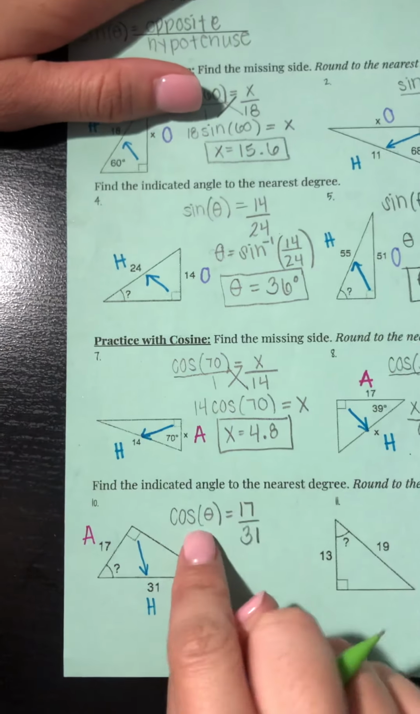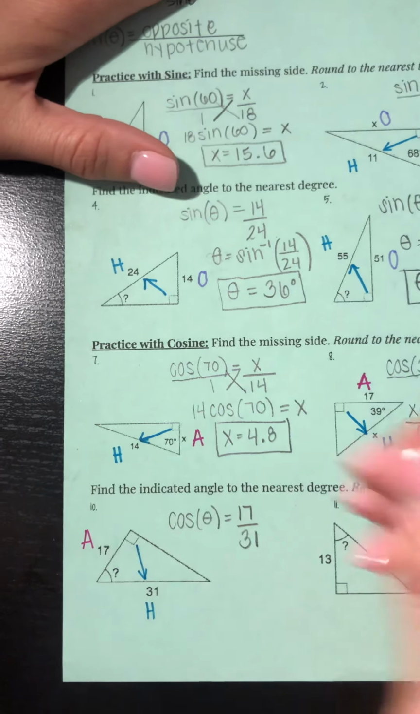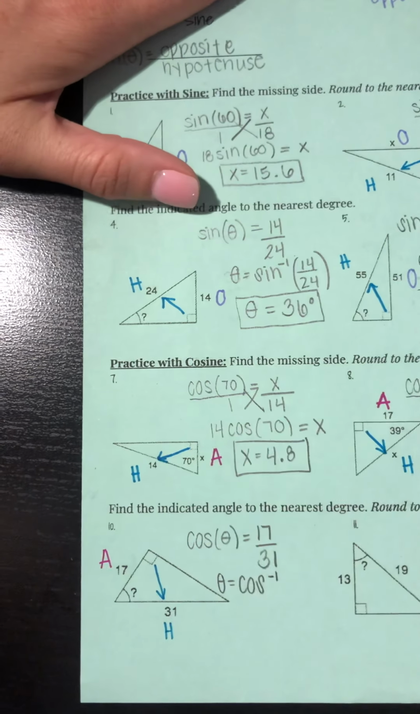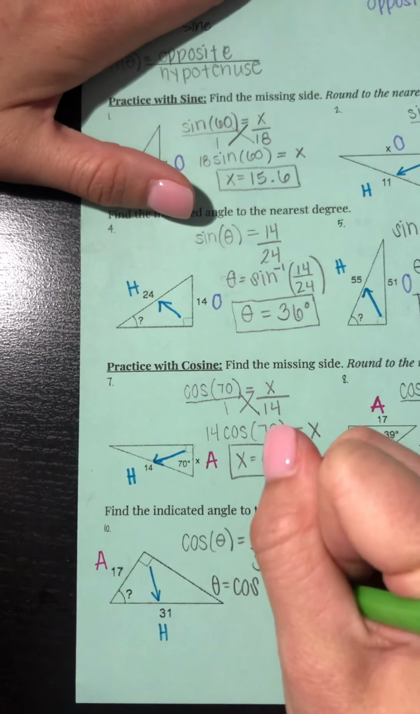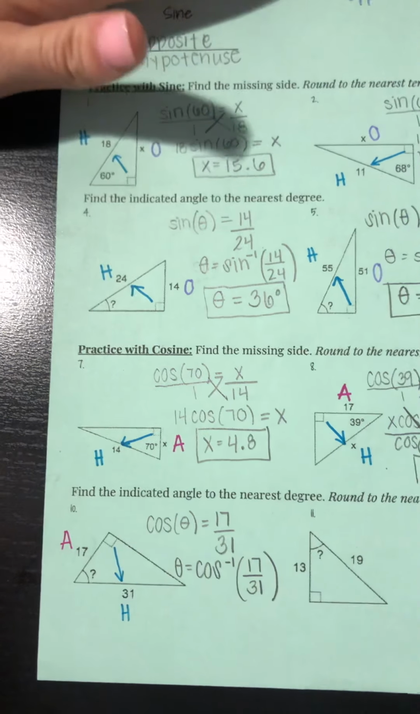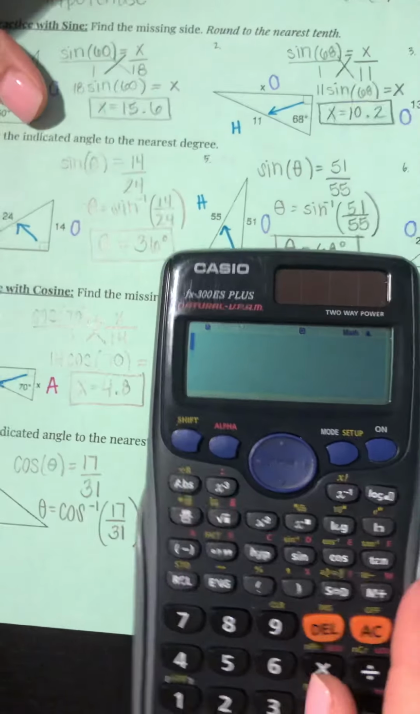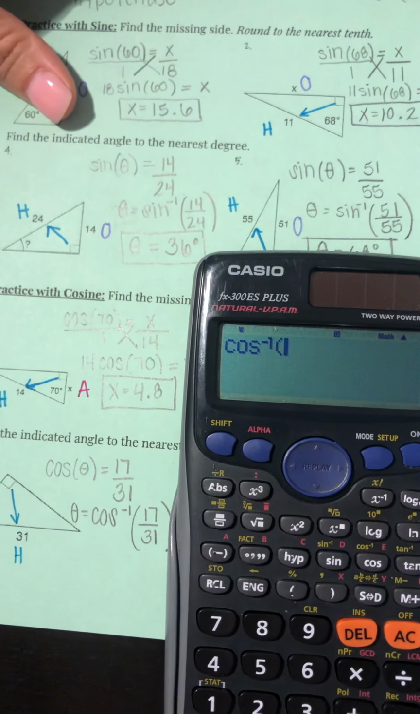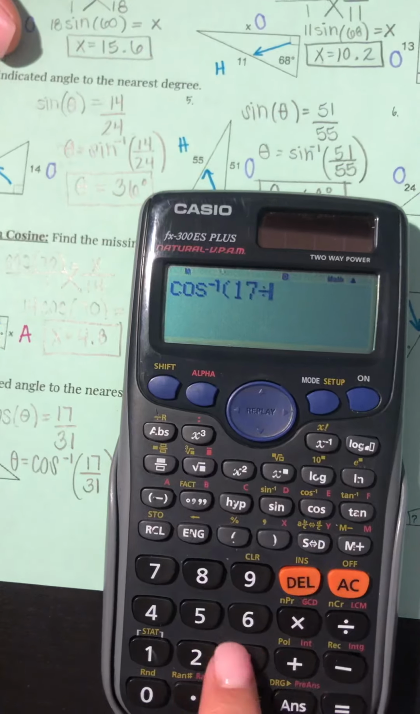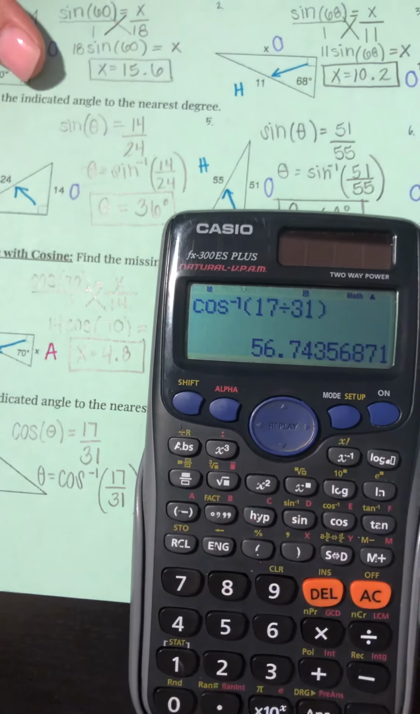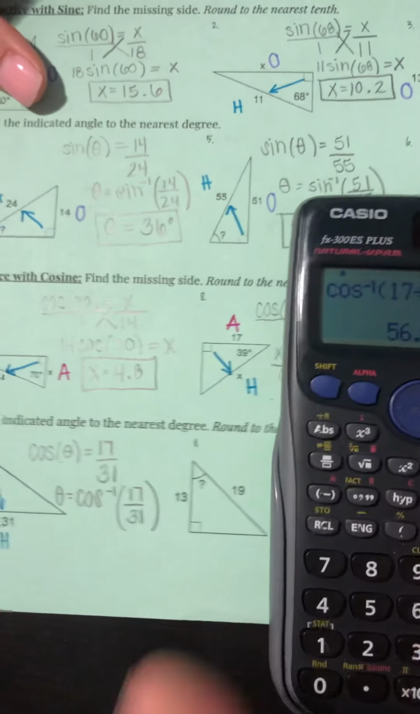And so same thing as before, we have to do the opposite of cosine. So that's why it's cosine inverse of 17 over 31. So just make sure when you put it in your calculator, you press shift then cosine, and 17 divided by 31. And so the closest whole number, that'd be 57.